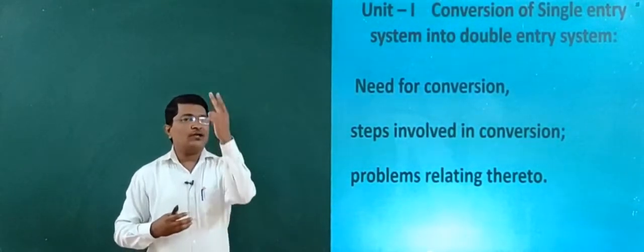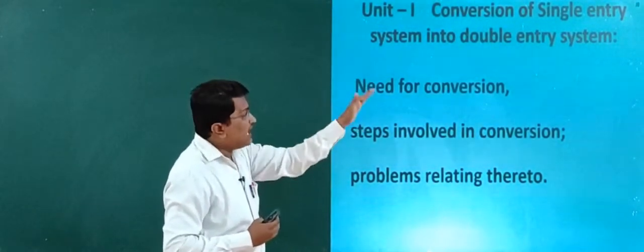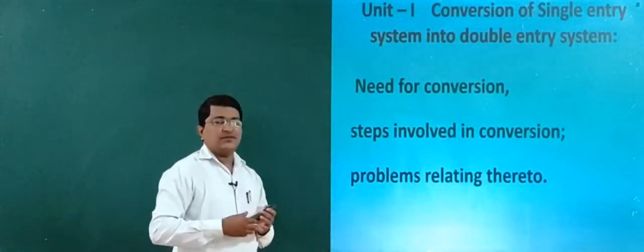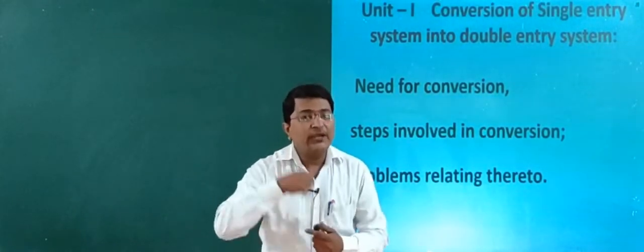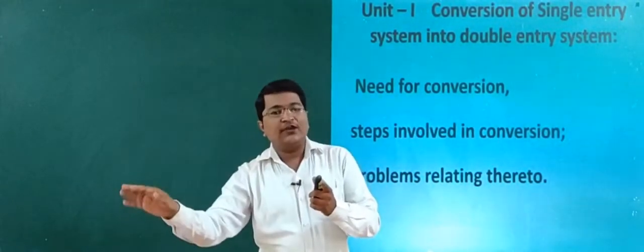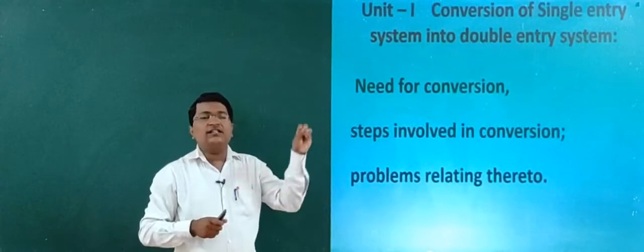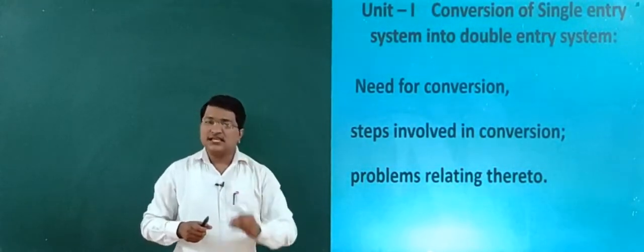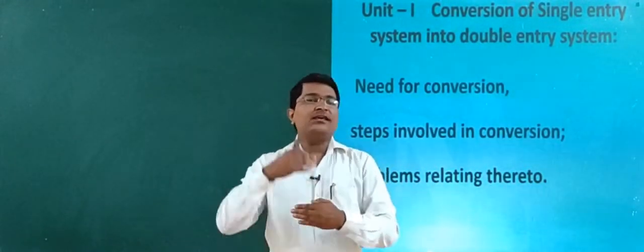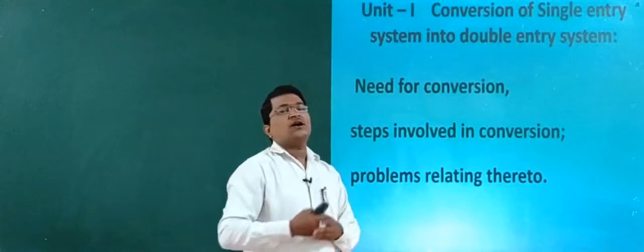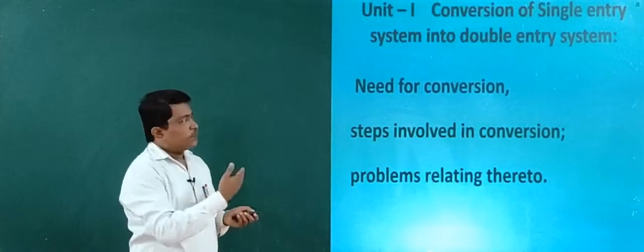Here you are going to clearly understand two concepts: first, the single entry system, and second, the double entry system. These two concepts you need to understand first, then we move to the conversion. As you already studied in PUC first year and second year, I will recap the previous knowledge in this class. Now we move to this chapter.